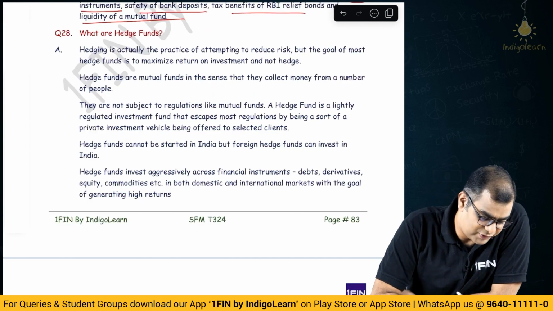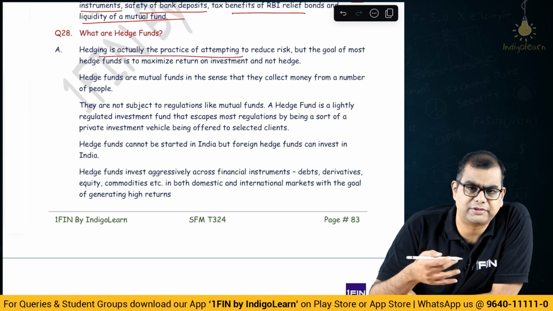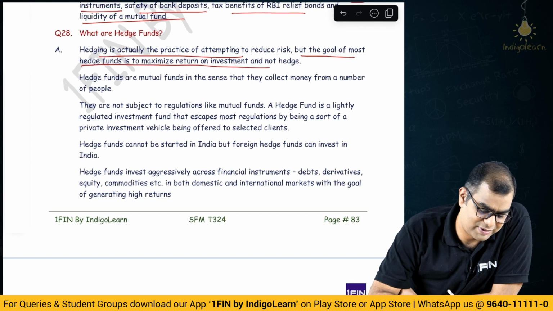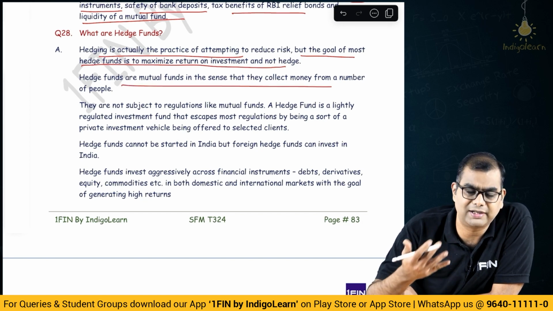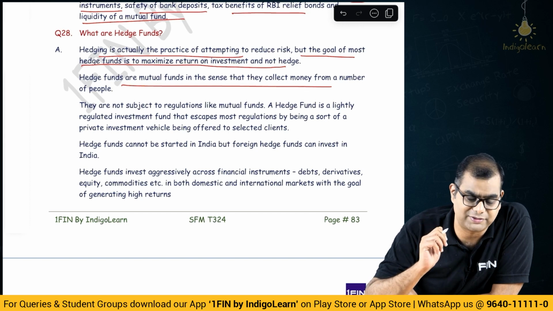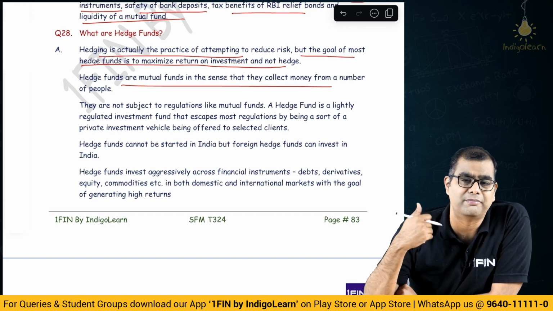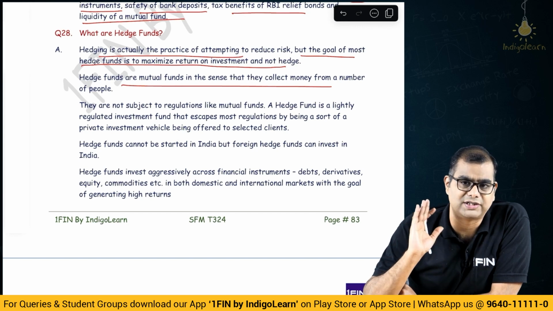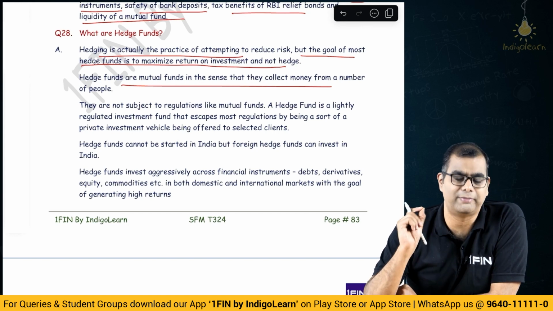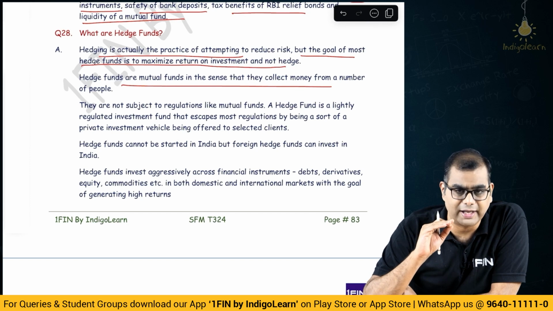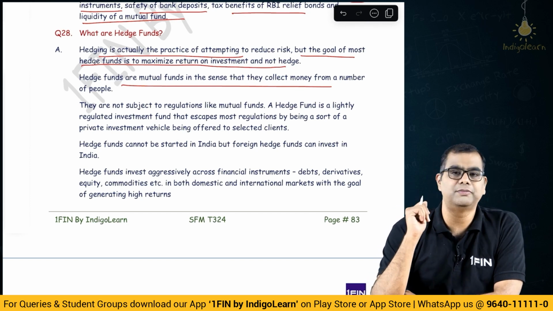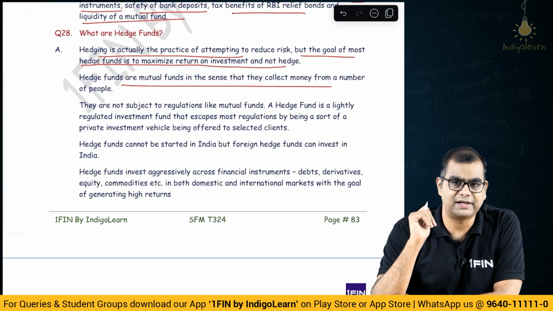What are hedge funds? Hedging is actually a practice of attempting to reduce risk, but the goal of most hedge funds is to actually maximize return on investment and not necessarily hedge. Hedge funds are like mutual funds in that they collect money, but they act as a private investment vehicle, and they invest in a mix of debt, equity, commodities, a variety of financial instruments, and their goal is only to maximize return. Hedge funds are actually not allowed in India at all. Most of them operate out of the US, and some of them operate out of tax havens like Cayman Islands, and so on.